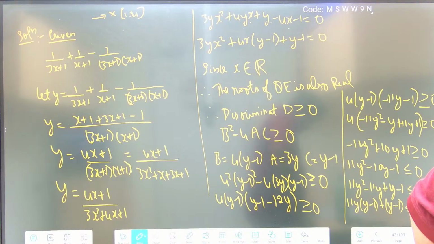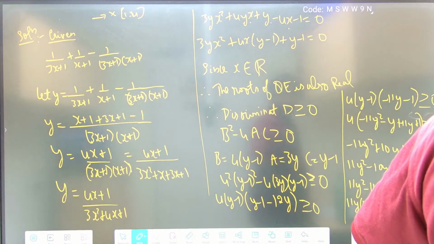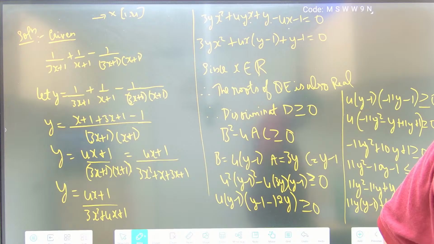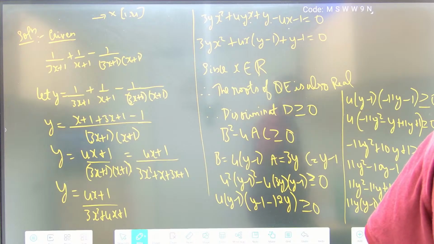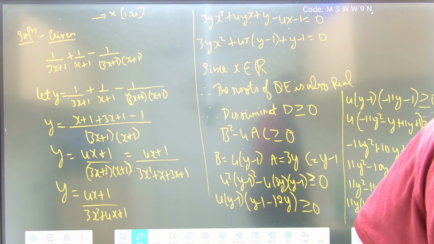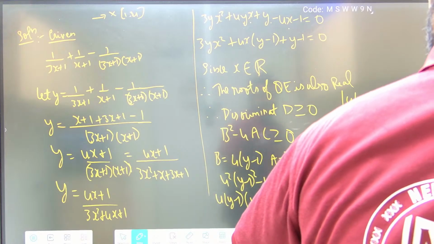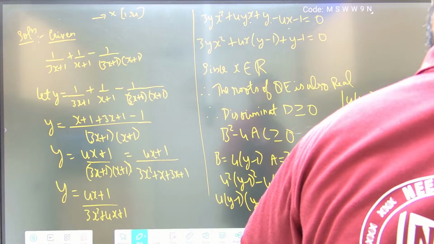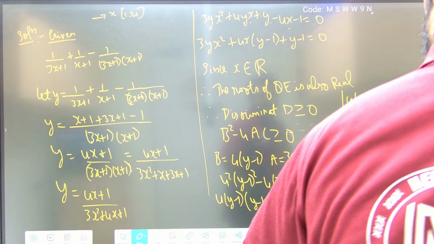Let us check this once. B square minus 4ac. 4y minus 4. I should take x common, na? Here I should take x common.